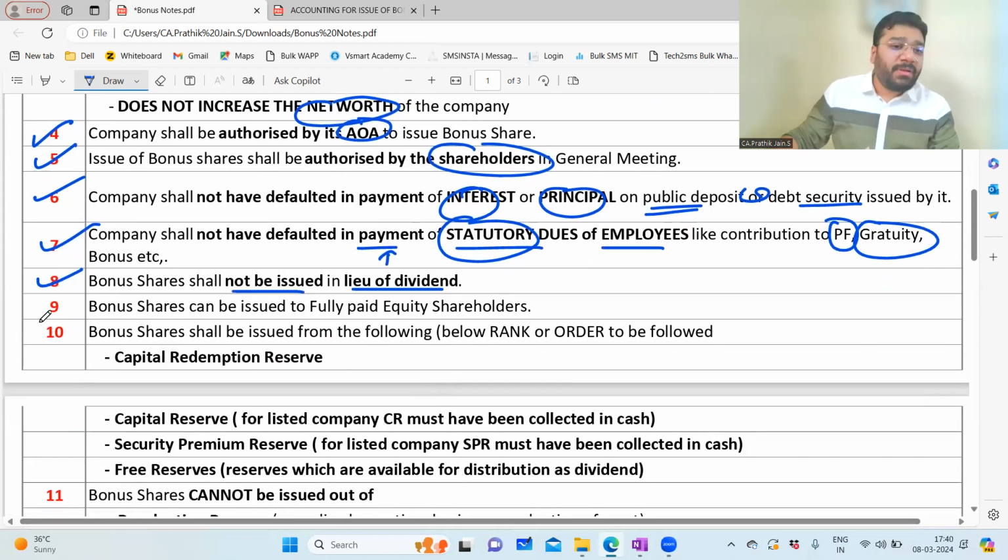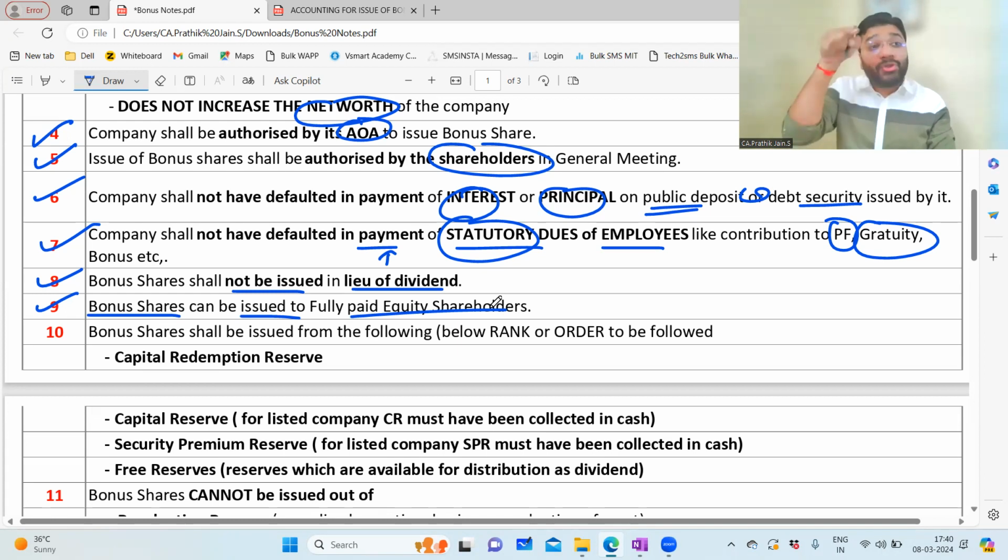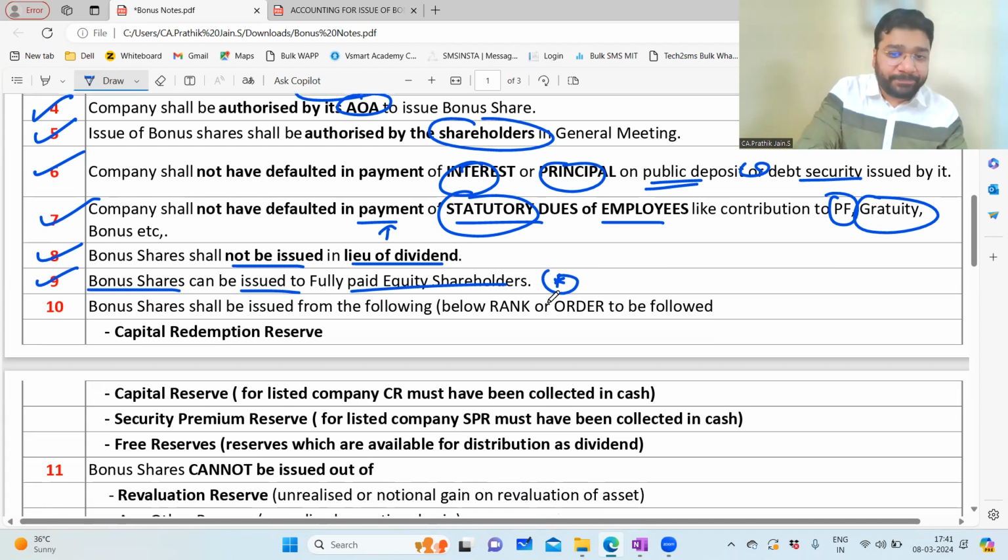Very good. Can we issue bonus shares to partly paid equity shareholders? The answer is no. Bonus shares can be issued only to fully paid equity shareholders. So if it is partly paid, what are you supposed to do? First, make it fully paid. Then you issue the bonus shares. But I told you there is one particular catch in this point, which I'll be discussing in today's class.